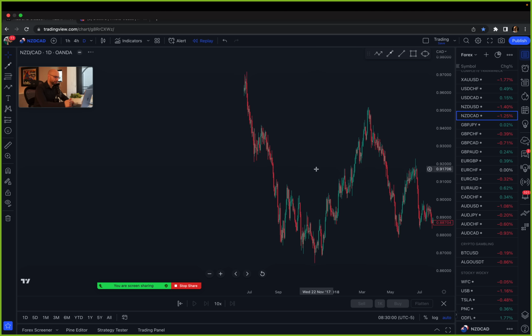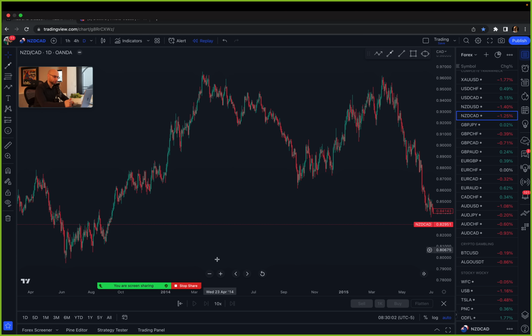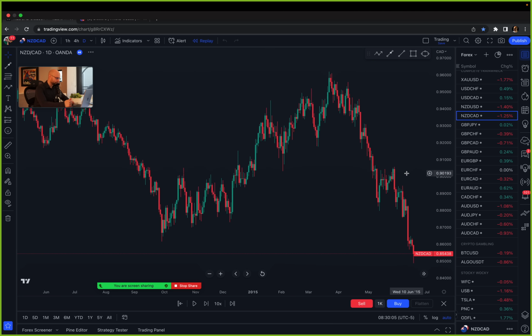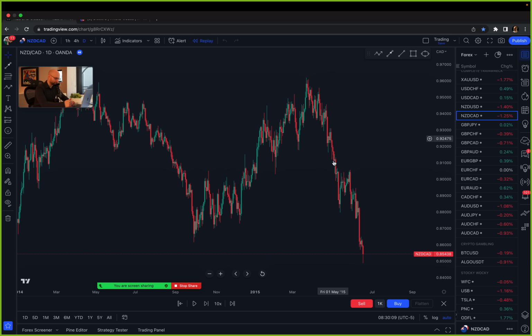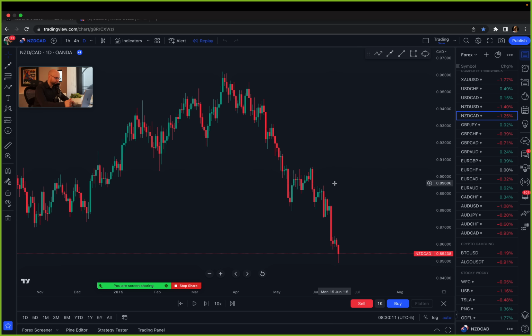New Zealand dollar CAD, and we'll go back a little ways. I'll click replay. How do these candles look? Yeah, these candles look normal. Okay, sweet. When was this? 2015. Fair enough. This is before I even started trading, a year before I got into trading.